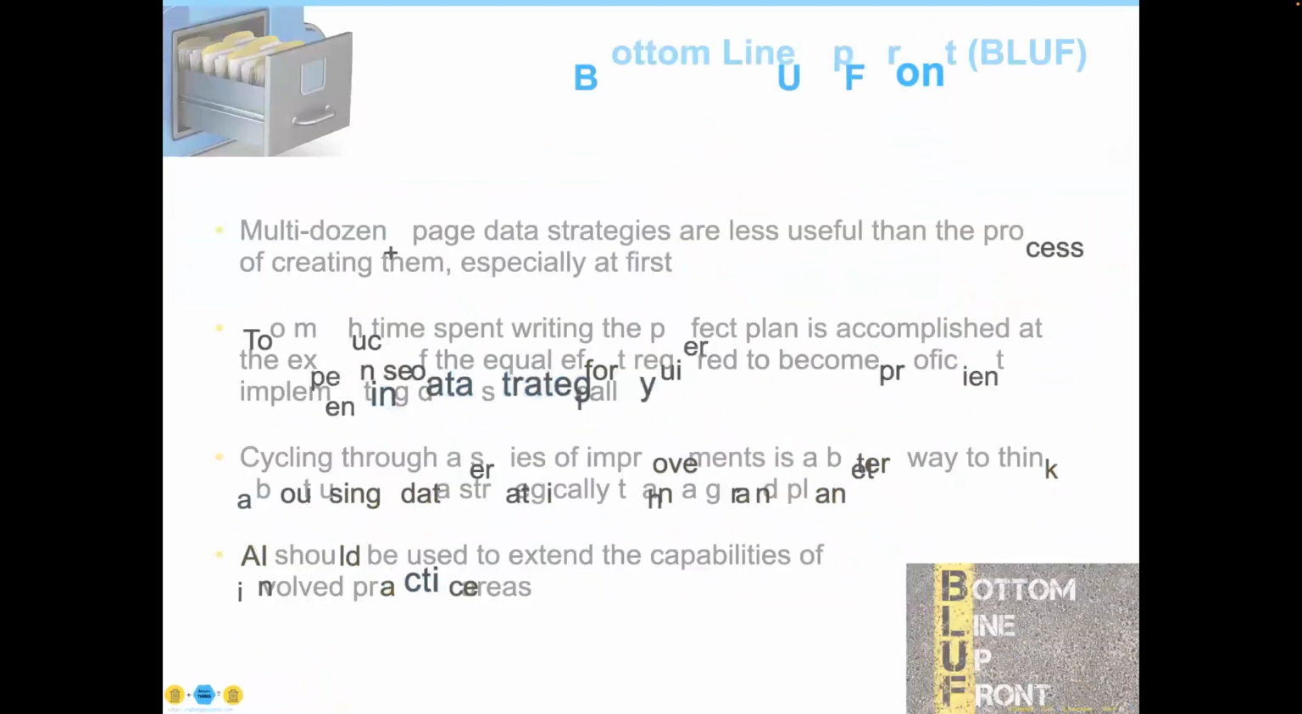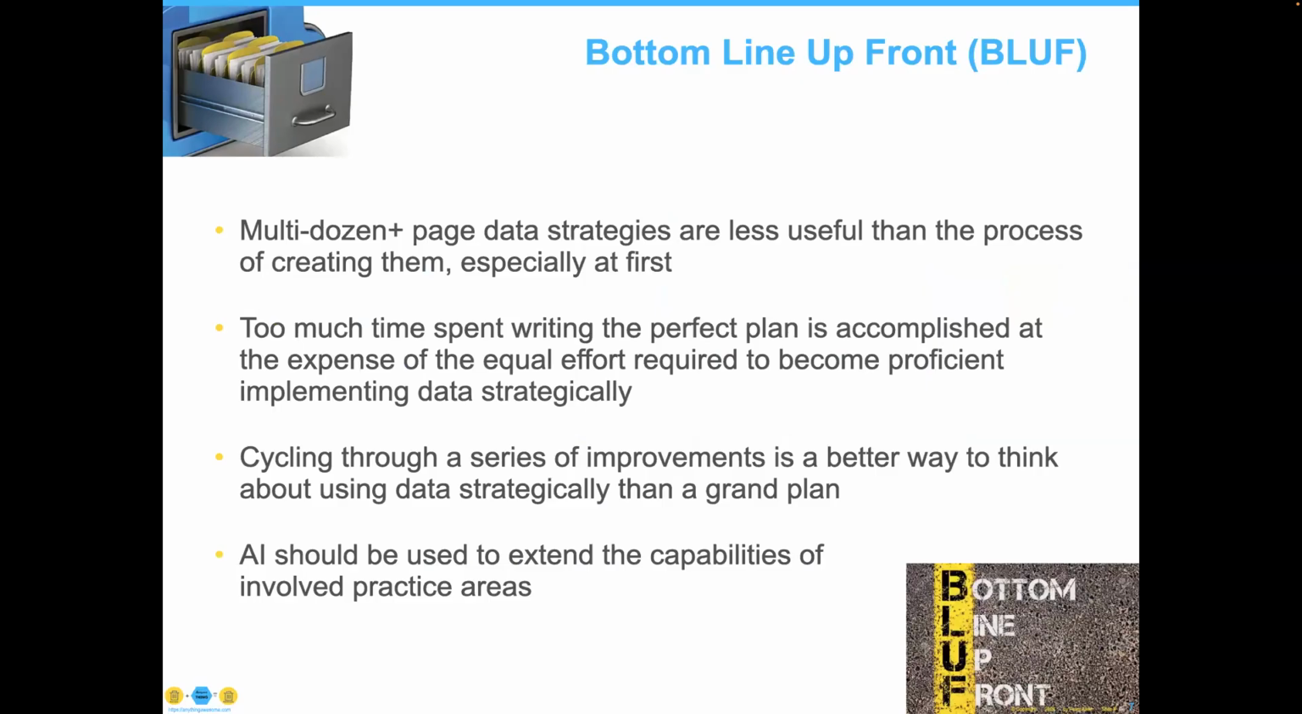So let's do the bottom line up front here real quick. First of all, multi-page long-term strategies that I see people pay lots of money for and spend lots of effort on are generally less useful than the process of creating them. In other words, the product is not the point, the process is the point, because too much time can be spent writing a perfect plan at the expense of equal effort that would help you become actually proficient in this. And learning that as an iterative process, cycling through this, is a really important aspect of it. Keep in mind, of course, we want you to use AI as much as you possibly can in that.